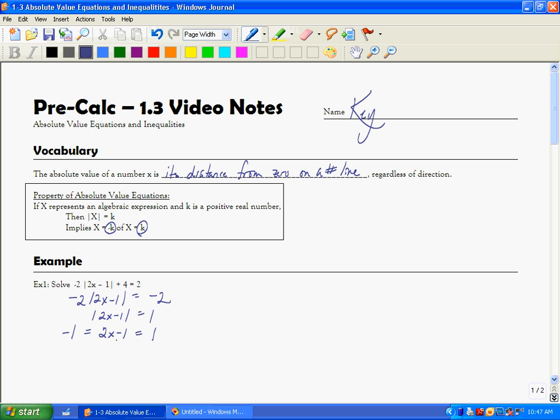At this point, you have 3 sections to your equation. You want to get the x by itself, so you would add 1 to all 3 sections, and then you want to divide all 3 sections by 2. 0 divided by 2 is still 0, middle is x, and the right is 1. So in set notation, your 2 answers are 0 or 1.